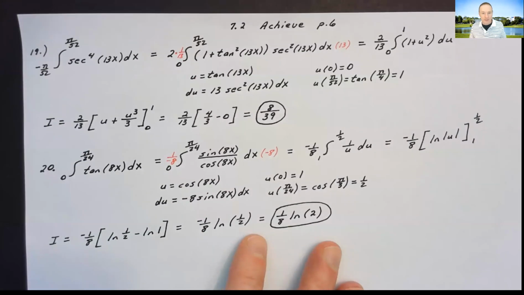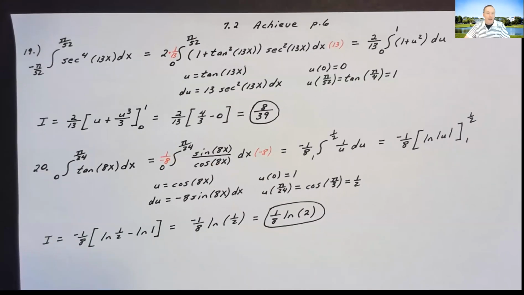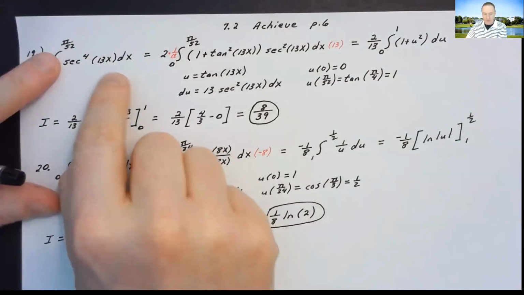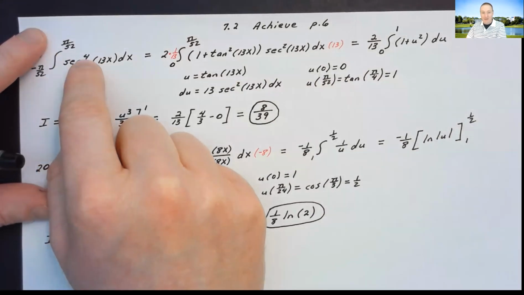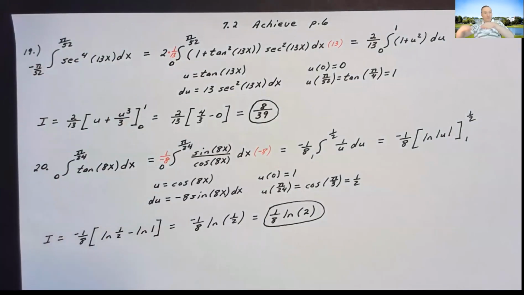Last two problems in this section, you'll see neither one of them was too bad. We have the integral from negative pi over 52 to pi over 52 of the secant to the 4th power of 13x integrated with respect to x. So the first thing I did here in this problem is I said, okay, I have an even function. Every single even function in existence is going to be symmetric with respect to the y-axis. So whatever happens from negative pi over 52 to 0 is going to be a mirror image of what happens from 0 to pi over 52.